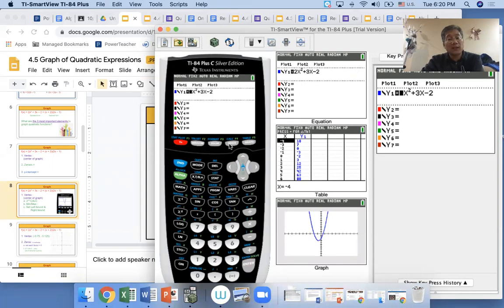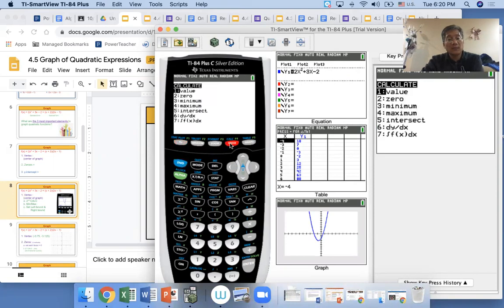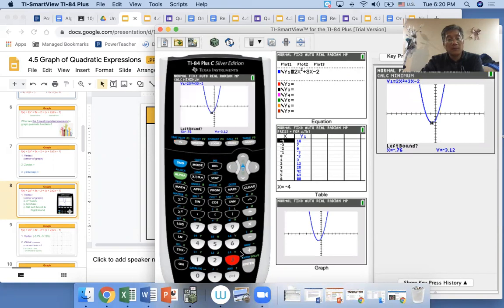And then let's try again. So second, trace, number 3 minimum, and set the left bound, enter, set the right bound, enter, and then guess, enter. Then what do you get? Yes, x is negative 0.75, y equal to what? Negative 3.12. It's different, right?